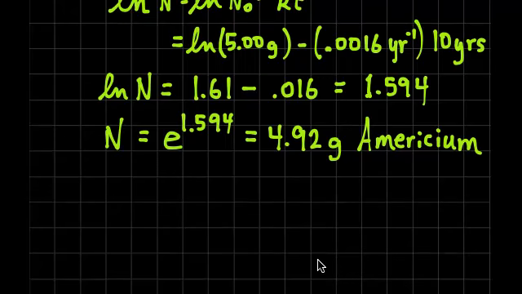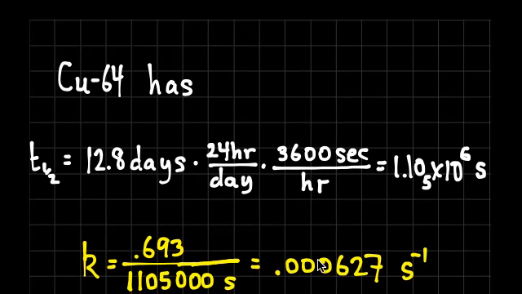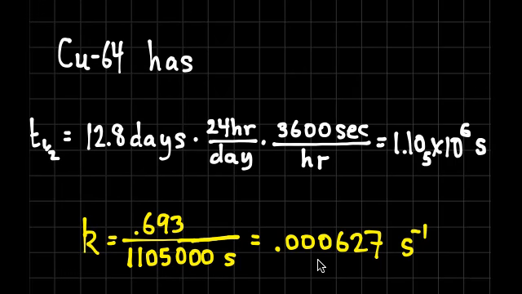I'd have to go back and look it up, figure out what kind of particle it gives off when it decays. Example number 2, copper 64. Half-life of 12.8 days. Maybe I might want to know that in seconds, so I changed it. That's, goodness gracious, 1,000,000 and something seconds. But the constant then is on the order of a millionth, in seconds to the negative 1. Or I could have left it in days and gotten my constant in units of 1 over days.